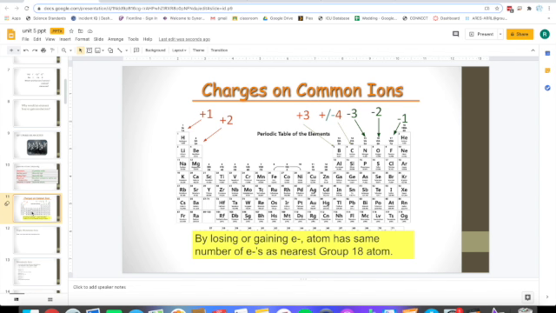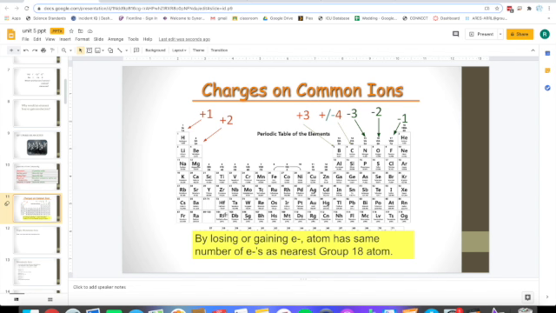Okay, here's probably the most important thing for ionic bonds, and that's the charges and how to tell what the charge is going to be. So if it's in this first column right here, it's going to have a +1 charge. So if hydrogen's an ion, it'll be +1. If lithium's an ion, it'll be +1. If potassium's an ion, it'll have a +1 charge. So anything in this first column will have a +1 charge. If it's in this second column, it'll have a +2 charge. So beryllium would have +2, calcium would have +2, barium would have +2, anything in this column, +2.